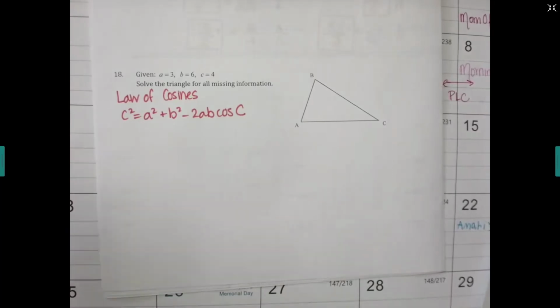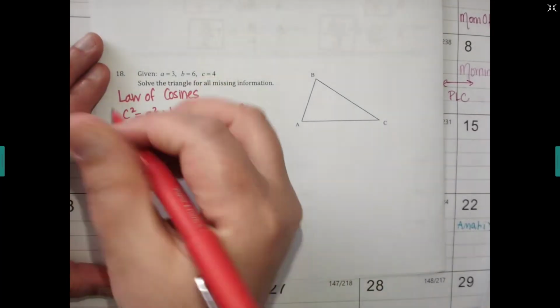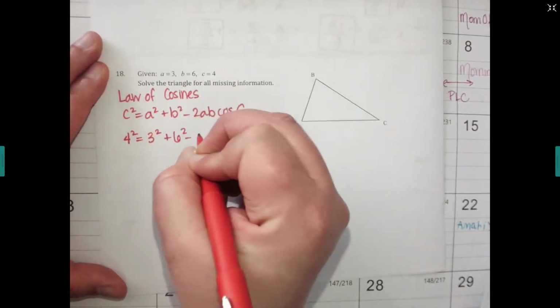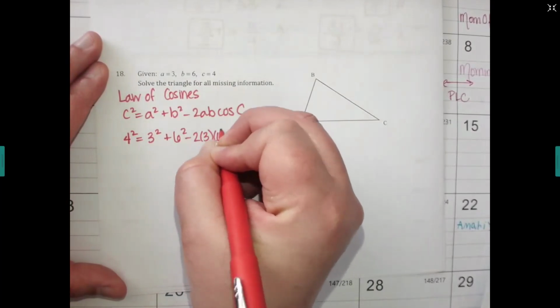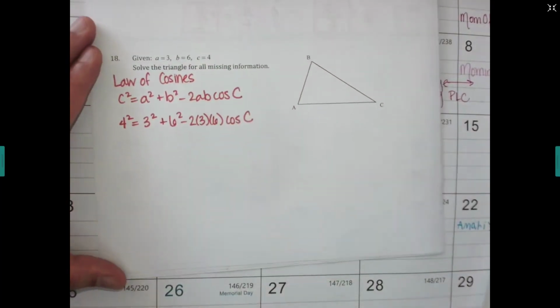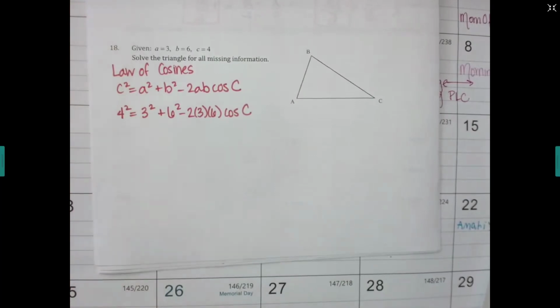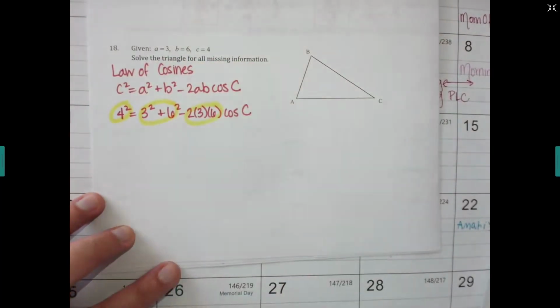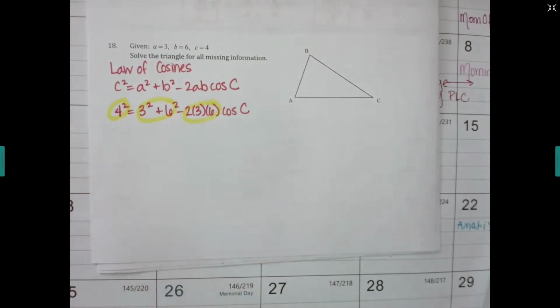Okay, then let's just plug those numbers in. So my c is a 4. My a is a 3. My b is a 6. Also keep in mind that if they're little letters, that means they're side lengths. If they're big letters, that means they're angles. And remember that when we covered this unit, I would always say it's as easy as 1, 2, 3. Remember, that's how you're going to group them when you put them into the calculator.